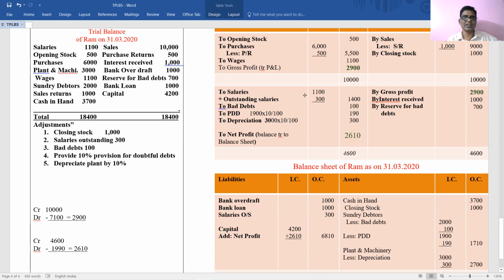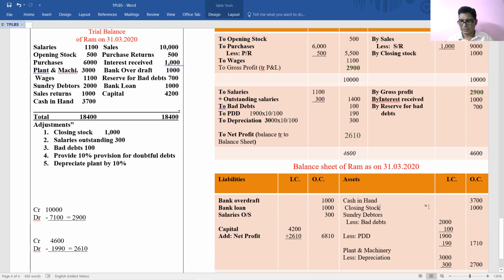Bad debts comes twice here. Bad debts PD, and less from debtors, 2,000 minus 100, 1,900. So bad debts 100 comes twice. Provision for bad debts, 10% calculated after deducting the adjustment bad debts, 1,900, 10%, 190, 190 less from debtors and PD. 1,900 into 10 by 100, 190. And depreciation comes twice, 10% of 3,000 means 300. Once less from plant and machinery, 3,000 minus 300, 2,700.